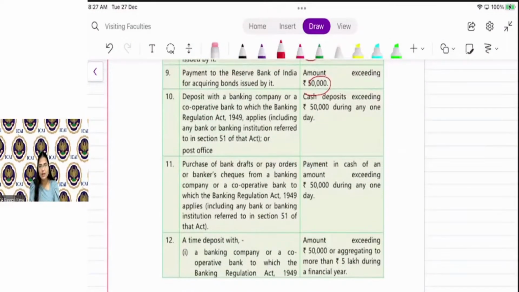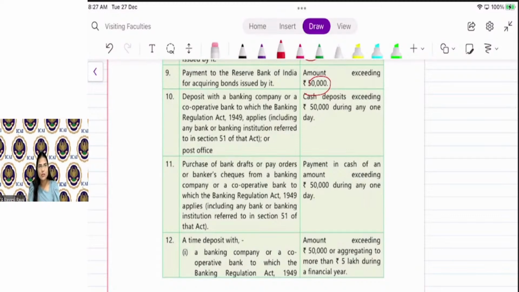Purchase of bank draft or pay order or banker's check from a banking company or cooperative bank to which the Banking Regulation Act applies. Payment in cash of an amount exceeding 50,000 at any one time. See, my dear friend, if you have to pay, you have to make payment by way of bank draft. So you have to purchase the draft from the bank.